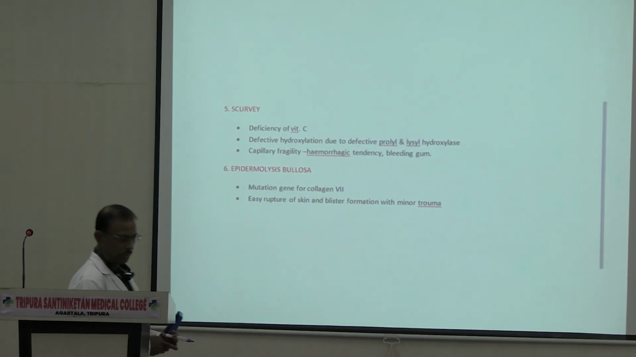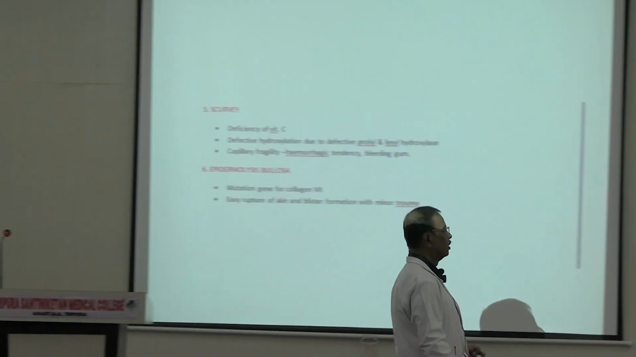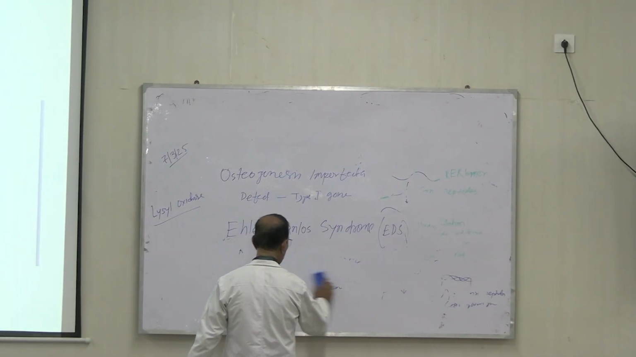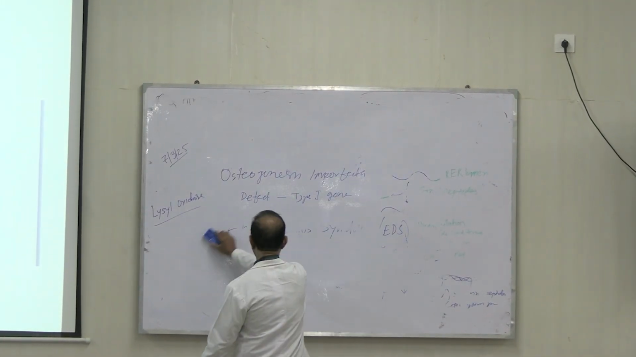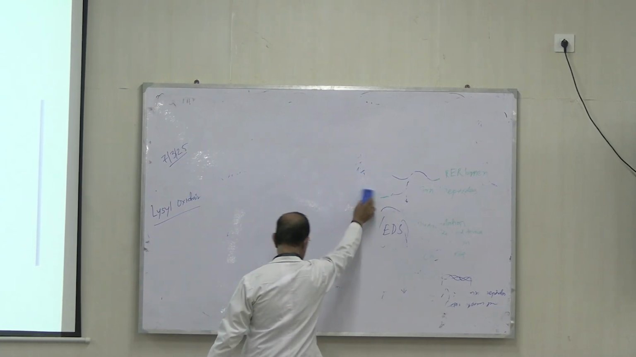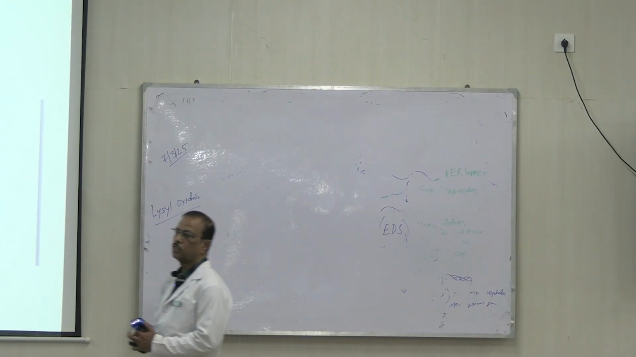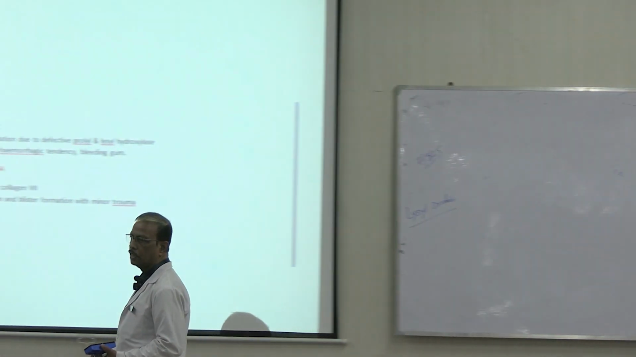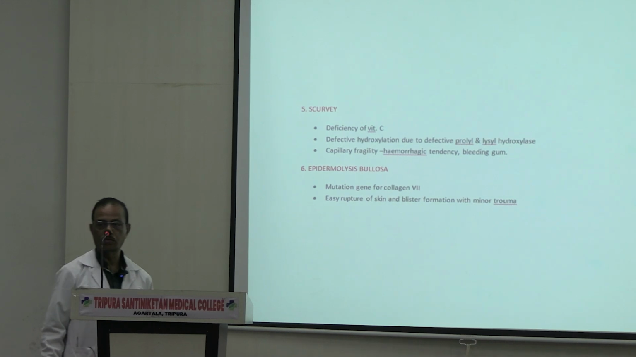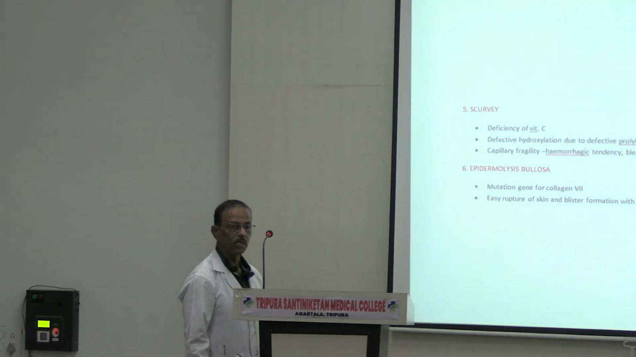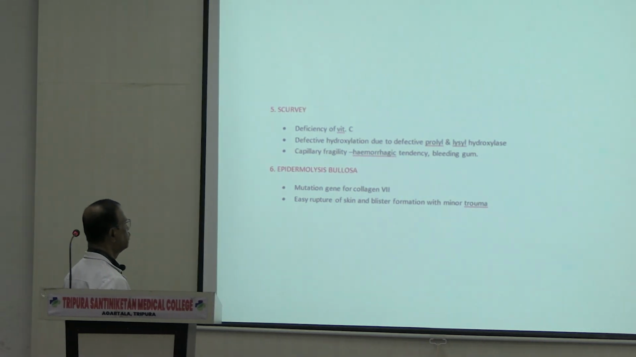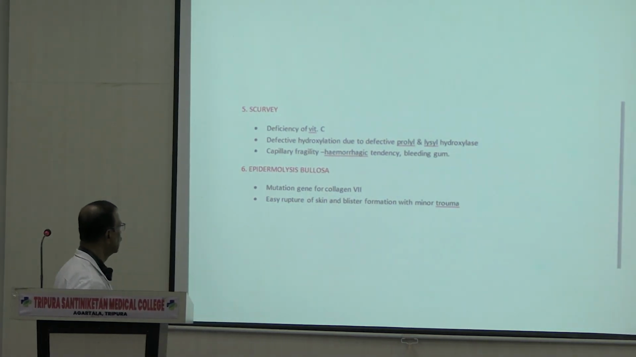Next disease is scurvy. Vitamin C is required for the function of lysyl hydroxylase and prolyl hydroxylase. So once there is deficiency of vitamin C, hydroxylation will not take place properly. So there will be less hydrogen bonding and weak collagen formation. The defective hydroxylation is due to defective prolyl and lysyl hydroxylase.